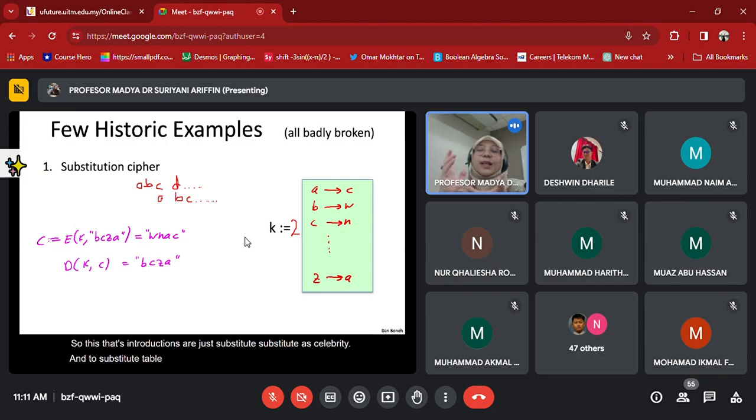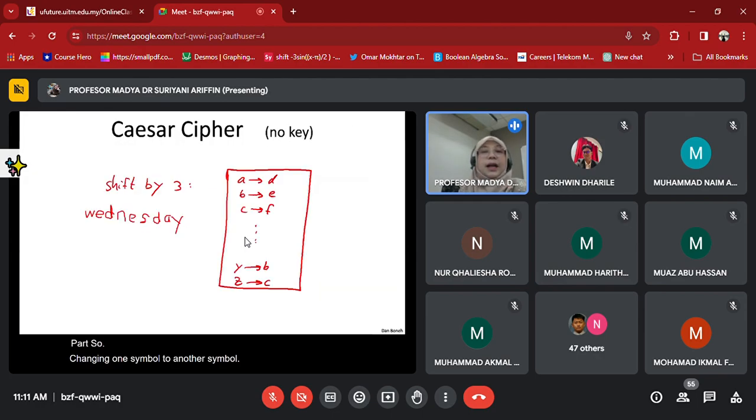Substitute is changing one symbol to another symbol. Symbol yang sama, contohnya 3 kepada 4, tukar 3 kepada 4. So bila saya kata 4, oh itu maksudnya 3. Begitu. Changing one symbol to another symbol. Okay, so ini contohnya.